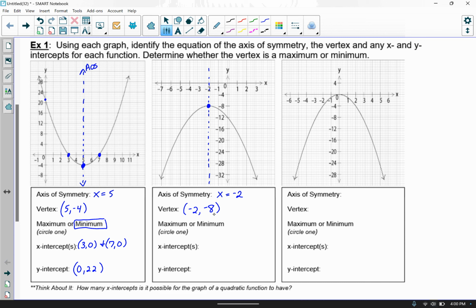Is that vertex a maximum or a minimum? If you trace this graph, that happens to be the highest point on the graph, so that is a maximum. X-intercepts: where do you cross the x-axis? In this graph, I don't cross the x-axis anywhere, so there are no x-intercepts. Y-intercept: I am crossing the y-axis, though, right here at -12. Okay, I'll let you pause the video and try the last graph on the right to make sure you feel good with this.